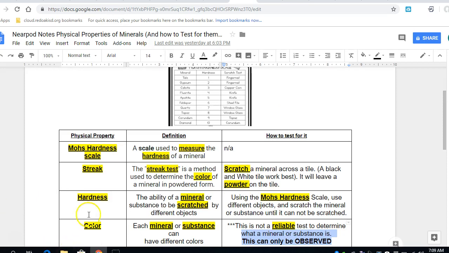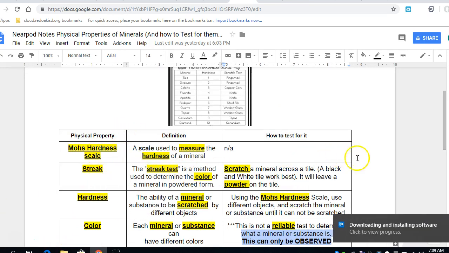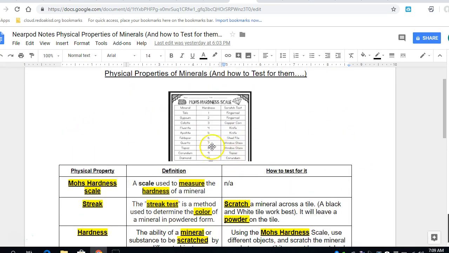Please make sure that you glue this into your journal and be aware of all these things. We will have a lab in a few days, and you will actually be testing minerals for their properties.